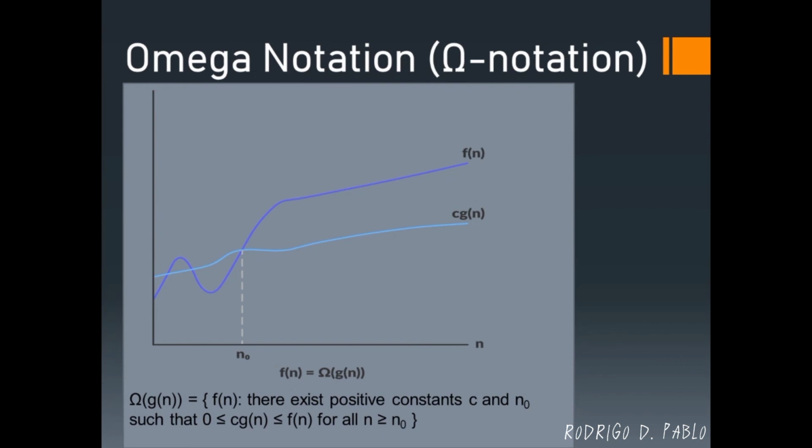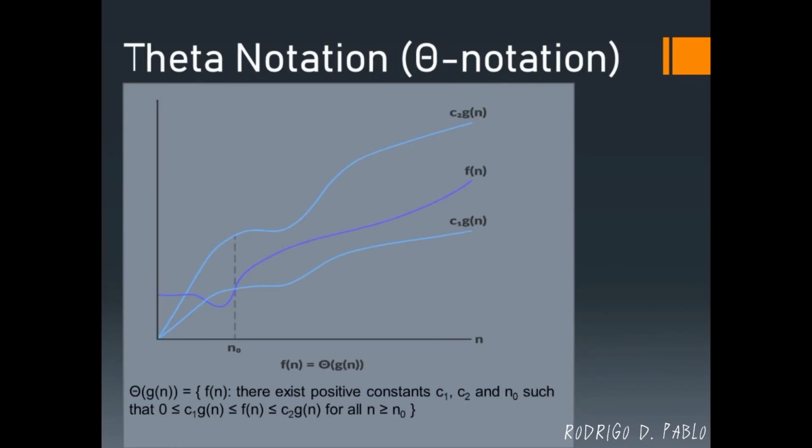Next is the omega notation. Omega notation represents the lower bound of the running time of an algorithm, and it provides the best case complexity of an algorithm. The graph expression can be described as the function f of n belongs to the set omega of g of n function, if there exists a positive constant c such that it lies above c g of n for sufficiently large n. For any value of n, the minimum time required by the algorithm is given by the omega of g of n function. And last, the theta notation.